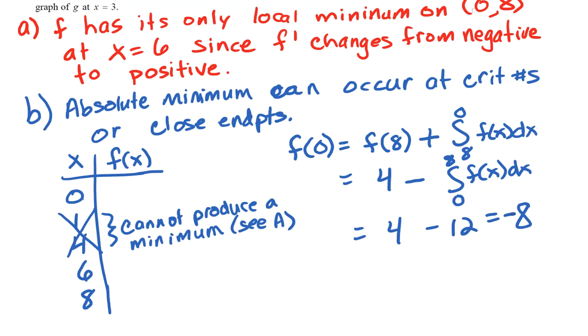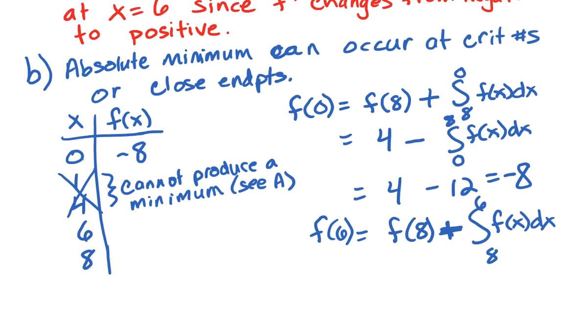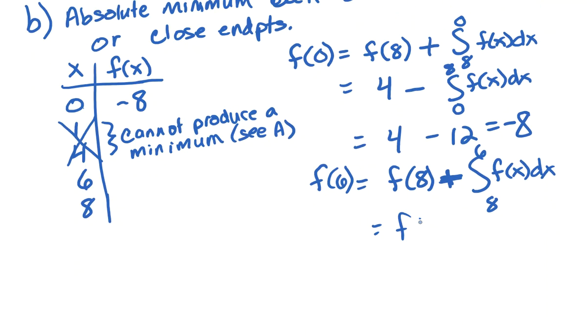So then we would come up with a negative 8 for f of 0. So we can fill it in the chart. And then we need to do the same idea for f of 6. We only know f of 8, but if we could either add on the area going backwards from 8 to 6, which is exactly the same as subtracting the area if we reverse the limits.